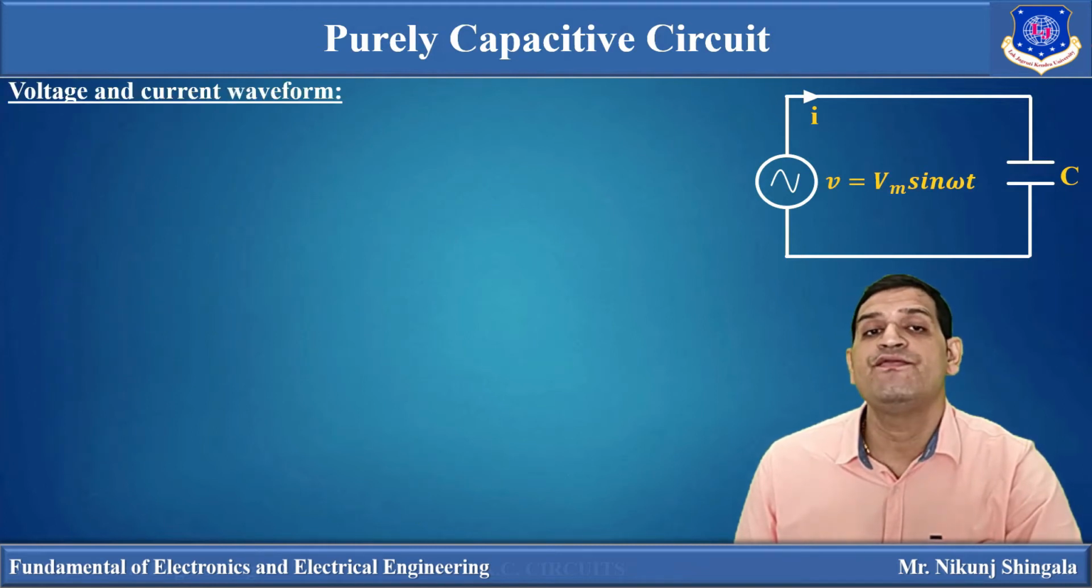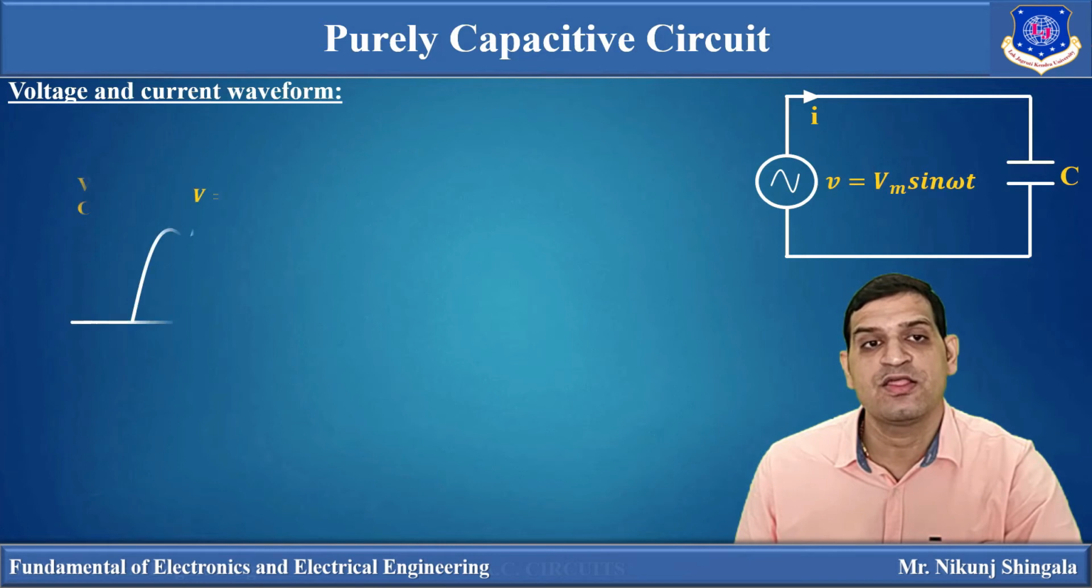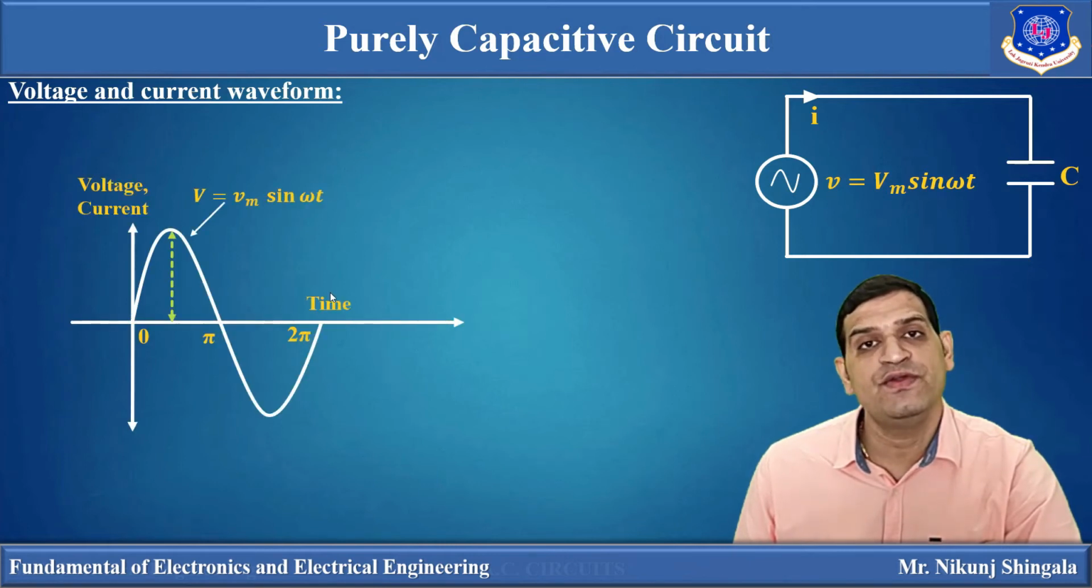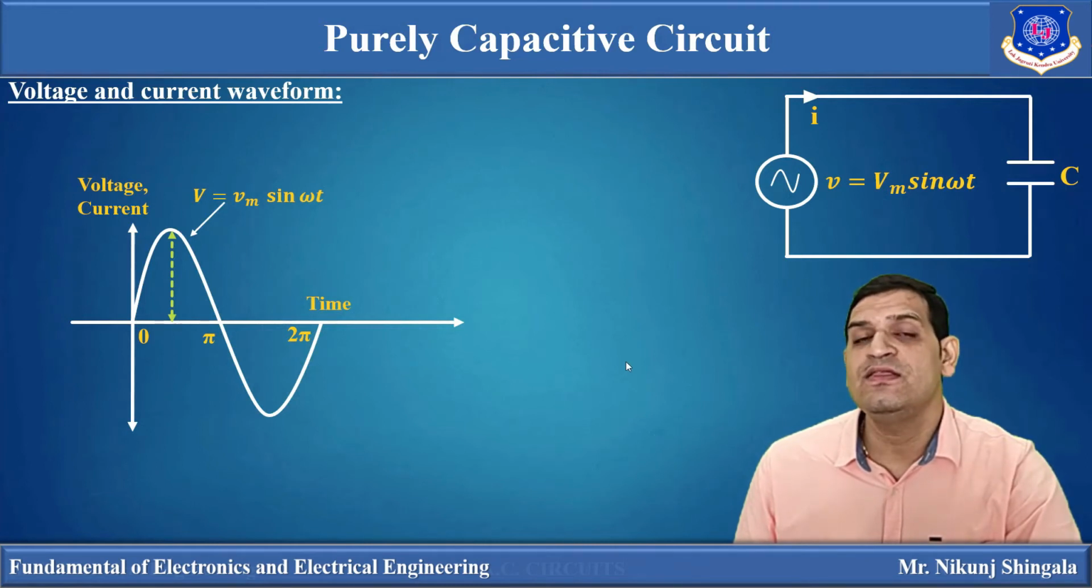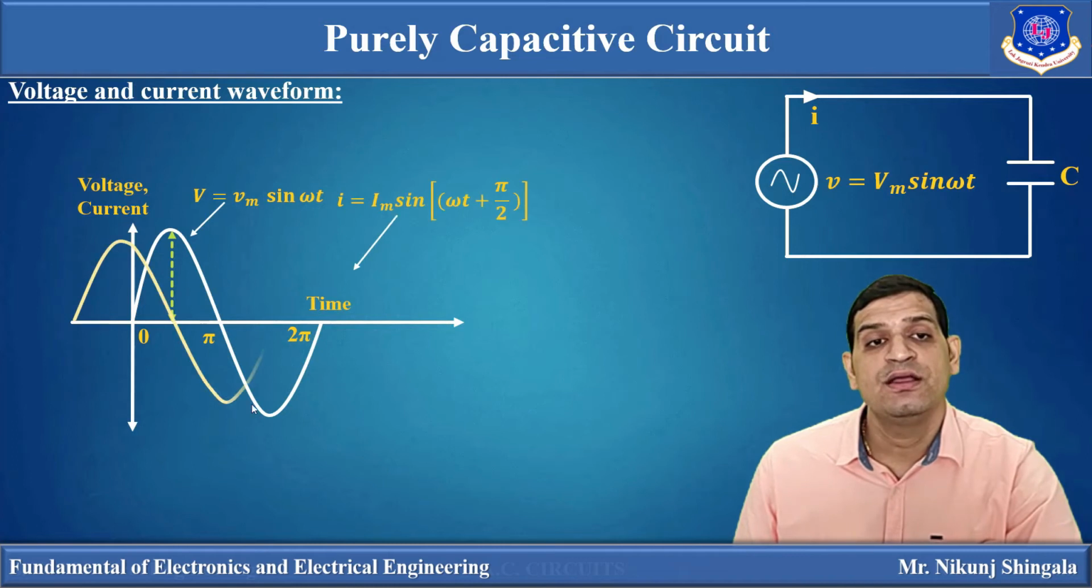Now drawing the waveform of voltage and current simultaneously. Voltage V is equal to Vm sin omega t, taken as a reference. So it is starting at the origin 0, and one cycle is taken, that is between 0 to 2 pi. Now current is leading in this case. What does it mean? It means current attains its maximum value before voltage attains its maximum value, by pi by 2 angle. So here we can draw the waveform of current this way.